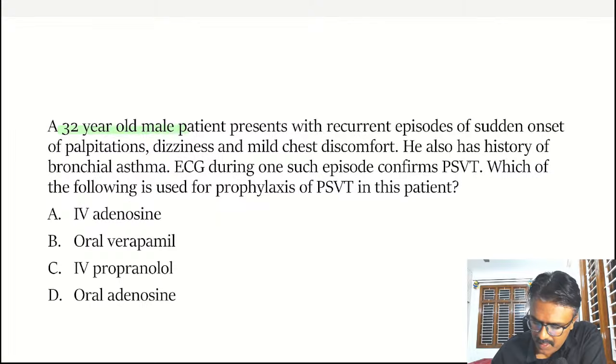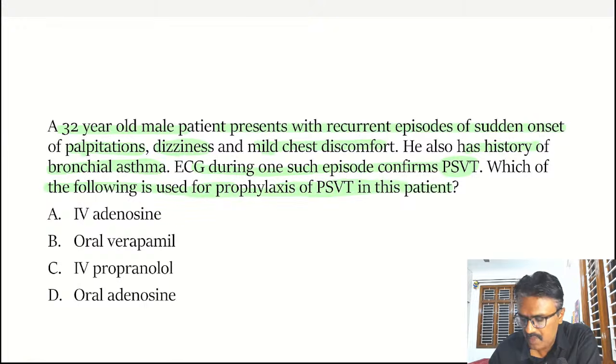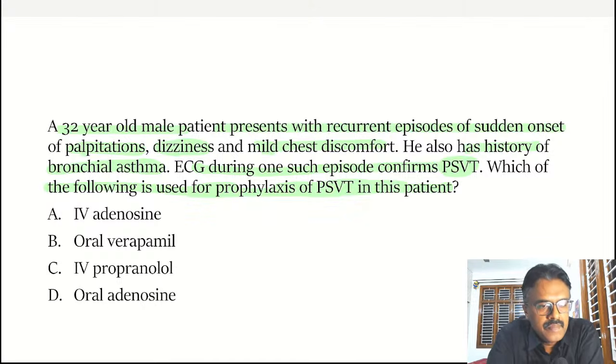A 32-year-old male presents with recurrent episodes of sudden onset of palpitations, dizziness, and mild chest discomfort. He also has a history of asthma. ECG during one such episode confirms PSVT. Which one of the following is used for prophylaxis of PSVT in this patient? What is your answer? Waiting for your answers.